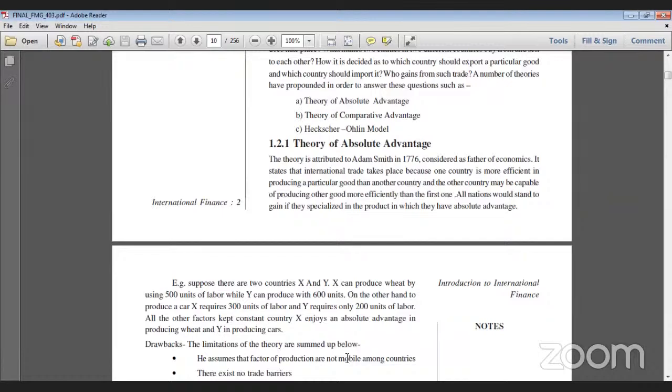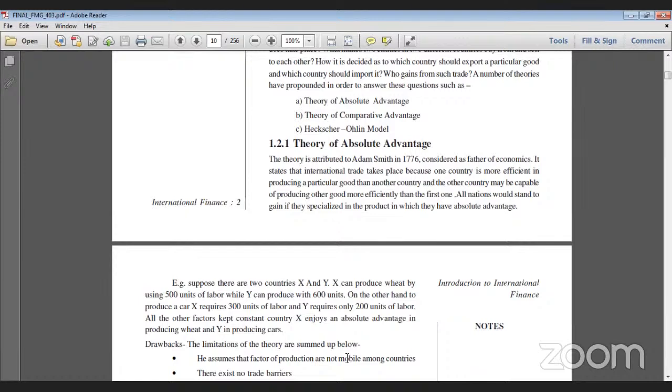It states that international trade takes place because one country is more efficient in producing a particular good, and another country may be capable of producing other goods more efficiently than the first one. All nations would gain if they specialize in this product. So, this is the advantage of developing trade between these countries.